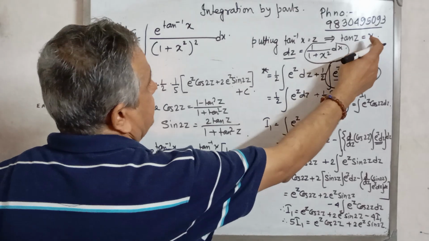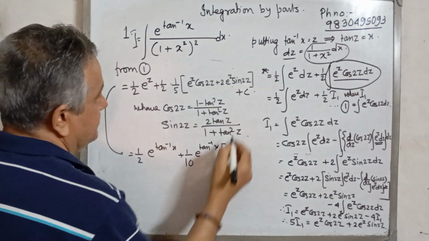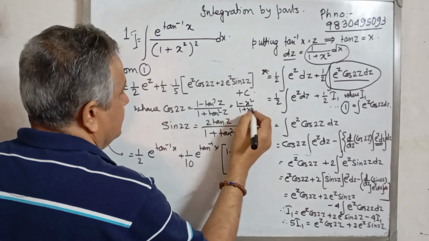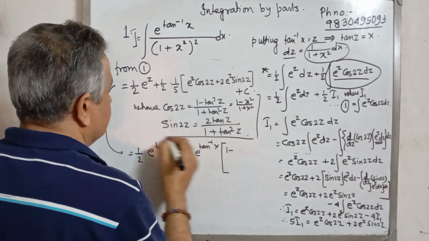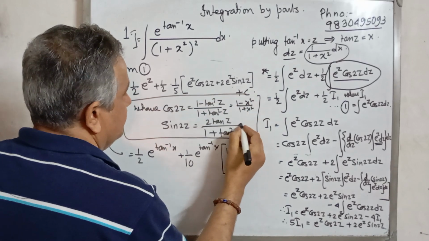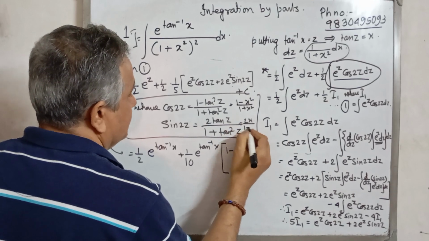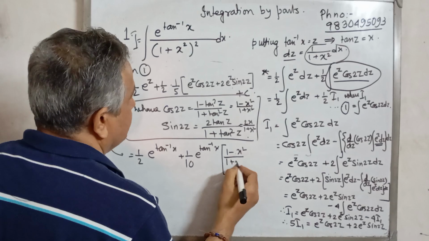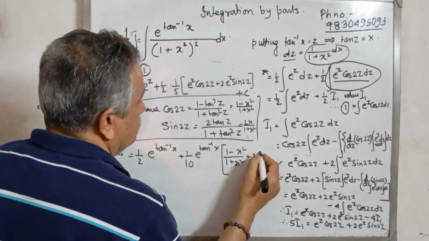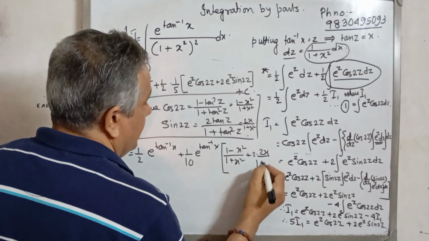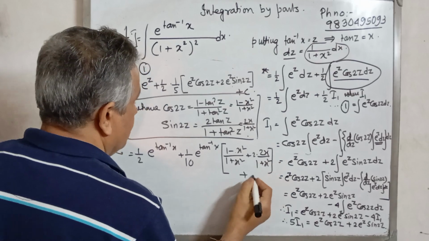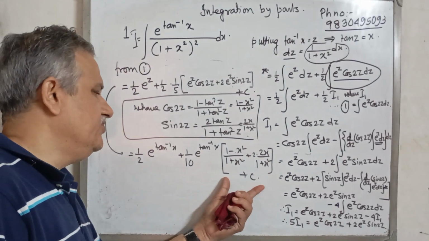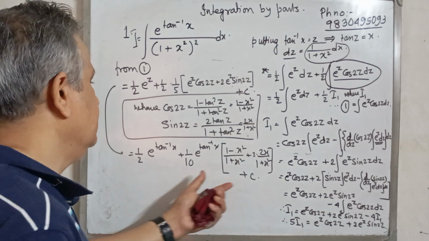We have put tan z equal to x, so tan square z is 1 minus x square by 1 plus x square, and this is 2x by 1 plus x square. So 1 minus x square by 1 plus x square plus 2 into 2x divided by 1 plus x square plus constant. This is our answer. You can simplify more from here.